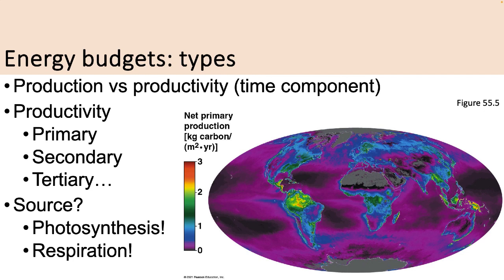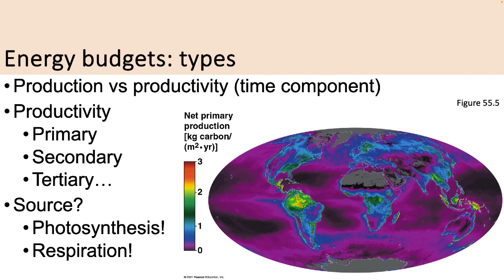When we look at energy budgets, there's two terms that sound super similar to each other, which of course is why they're not. They're related. One of them is called production, one of them is called productivity. Production is how much stuff is made in a particular environment. Typically, when we talk production versus productivity, we're going to talk about photosynthesis. This is a photosynthesis game.